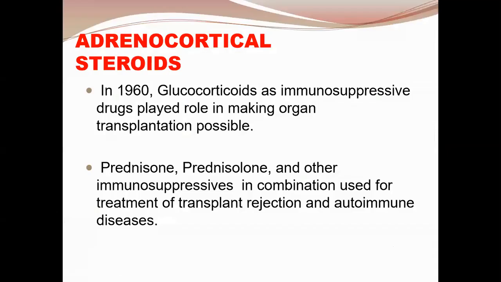Now, the adrenocortical steroids or the glucocorticoids. Adrenocortical steroids are glucocorticoids. In 1960, glucocorticoids were used as immunosuppressive drugs and played a key role in making organ transplantation possible. Drugs like prednisolone and other immune suppressives in combination are used for the treatment of transplant rejection and autoimmune diseases. So prednisone and prednisolone were used in the 1960s, especially the major glucocorticoids, which played a key role in making organ transplantation possible in the year 1960.